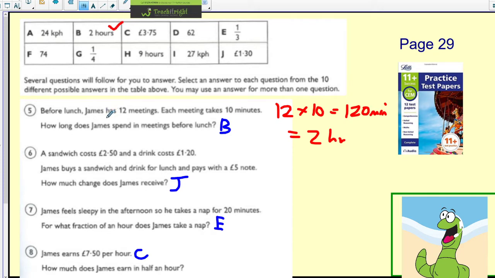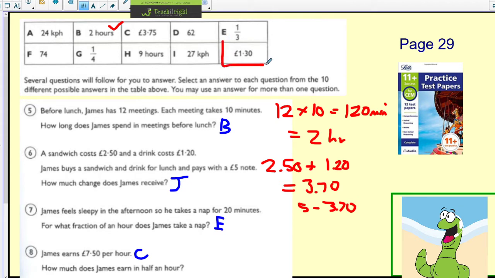Question 6. James, a sandwich costs £2.50 and £1.20. He buys them both and pays with £5. How much change? Classic question. This one comes up an awful lot. It's definitely worth getting comfortable with. So the first step is to add what he spent together. So £2.50 plus £1.20 is going to give you £3.70. And the change from that is going to be £5 minus £3.70, which is where we got our answer of £1.30 from.